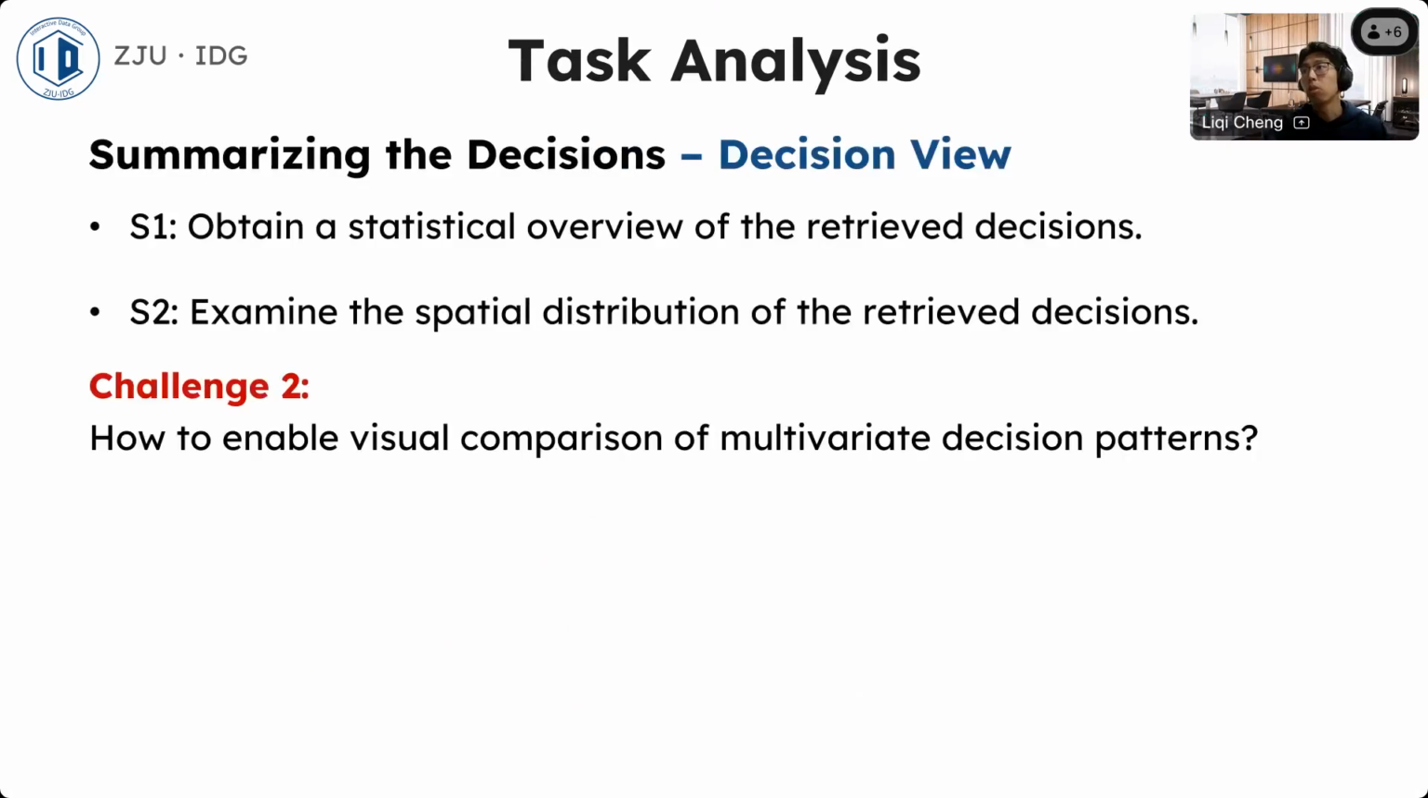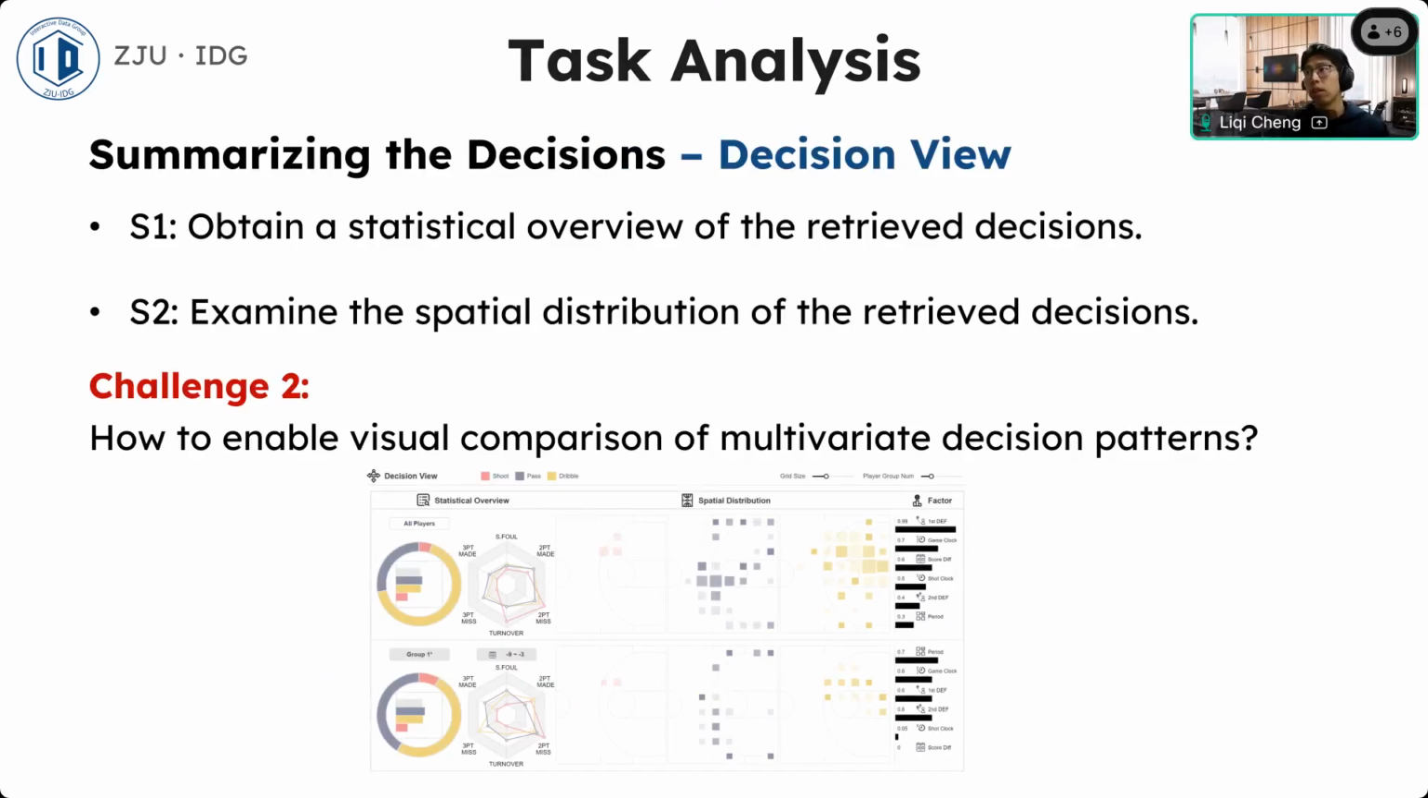For the retrieved decision outcomes, experts need to summarize the statistics to form an overall understanding. However, the data involved in decision-making is highly diverse, including decision types, pass locations, and related game events. This brings us to the second challenge: how to enable visual comparison of multi-variable decision patterns.